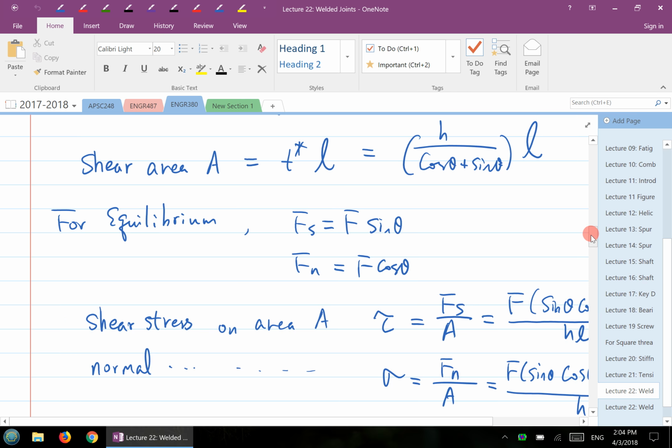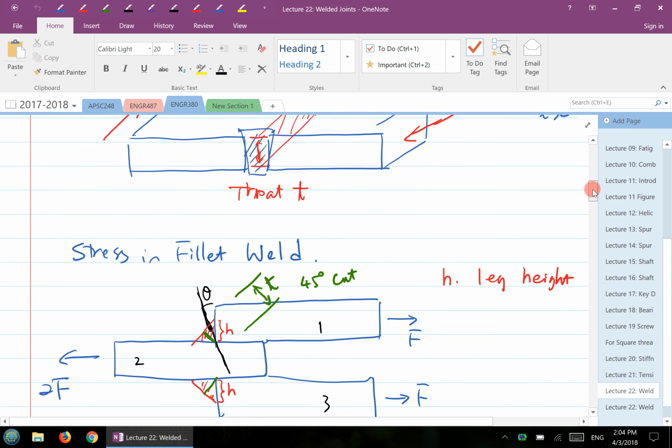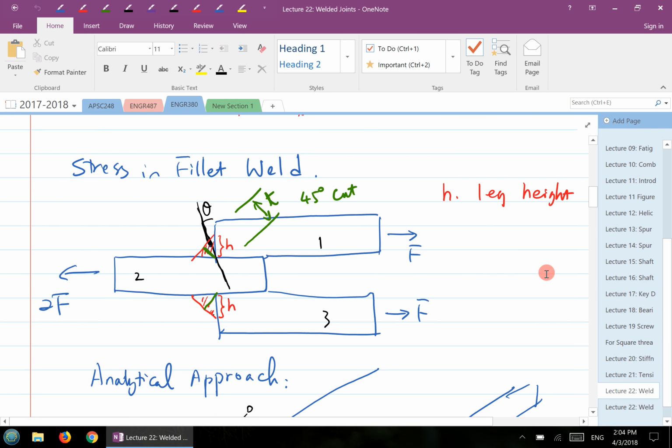Just a quick review of the welded joints. We looked at the welding symbols, specifications, and how to interpret a welding symbol, how to map the symbol to the appropriate type of welding you're looking at. Now the focus of the weld is going to be on the fillet weld. We're going to look at the safety of a fillet weld. In order to do that, we need to do two things. One is what's the stress in the fillet weld, and what will be the strains for that.